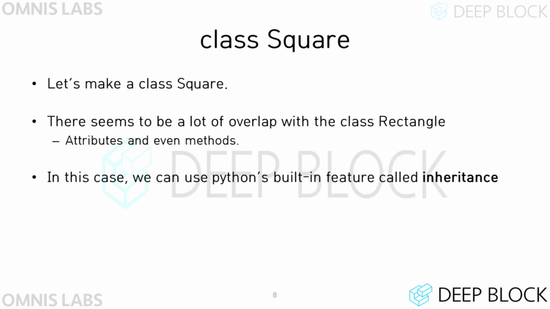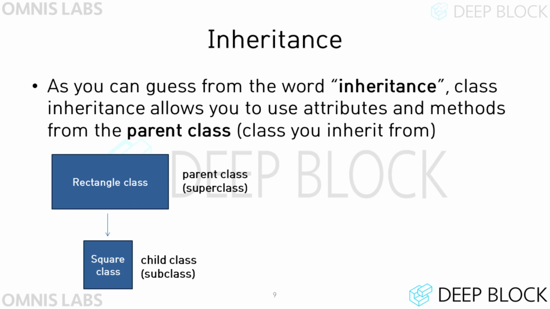This time, let's create a square class. However, since the square is kind of a rectangle, many parts of the rectangle class can be reused. In Python, a feature called inheritance is provided so that any class can be reused to implement a new class. Inheritance refers to copying and using the attributes and methods of any class.